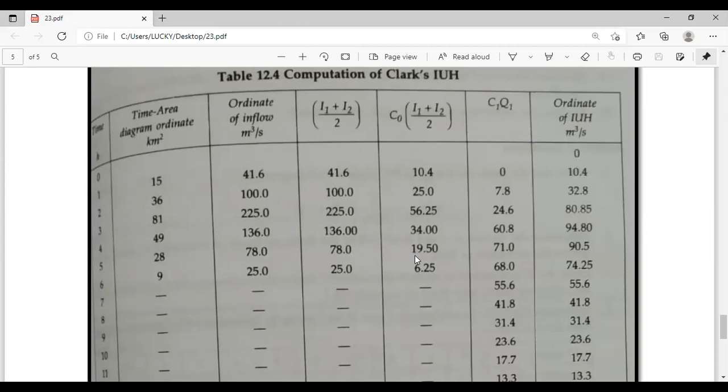Guys, this is the computation of Clark's IUH. So guys, this is the instantaneous unit hydrograph for Clark's model. Yesterday we discussed the instantaneous unit hydrograph with the Nash model. These are the conceptual models. Thank you guys.